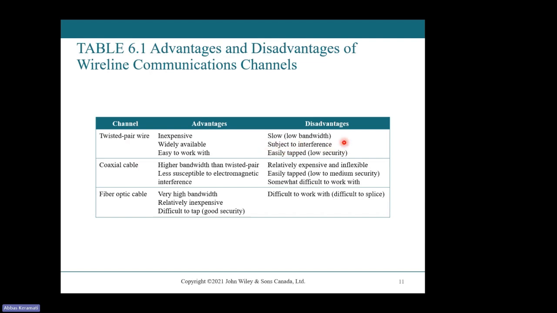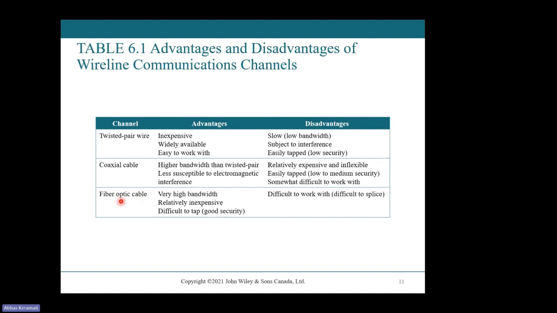In terms of disadvantages, as you can see, twisted pair wire is slow, and it's high risk. Its security is not very good, it's easily tapped, low security. Coaxial cable is relatively expensive, more expensive than the other options. And its security is medium. Security is between twisted pair wire and fiber optics.